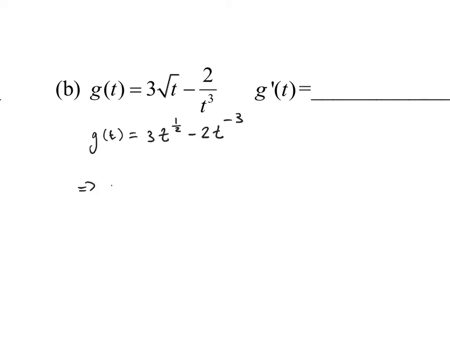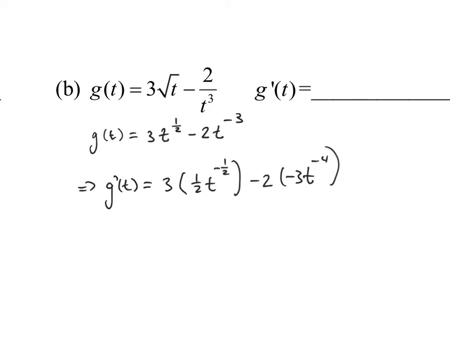So now if I want to find the derivative, notice I am not writing just an equal sign. I have to write g prime of t because I am differentiating now. The derivative of 3t to the 1/2 would be keep the constant, drop the power, raise it to the power minus 1. So that would be 3 times 1/2 t to the negative 1/2. Keep the constant minus 2, drop the power, negative 3, t to the power minus 1 would be negative 4.